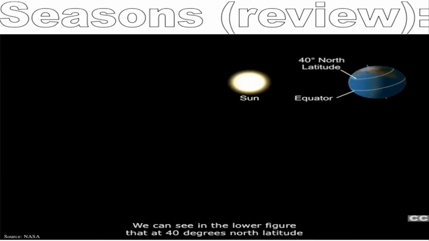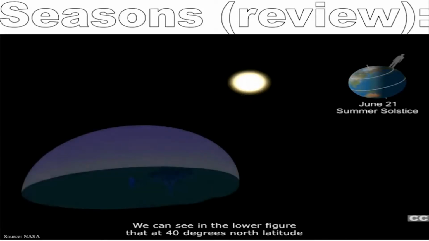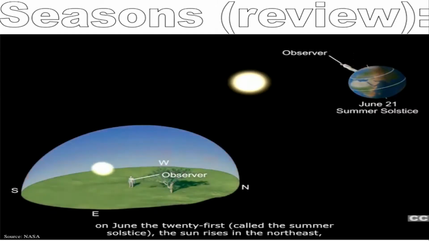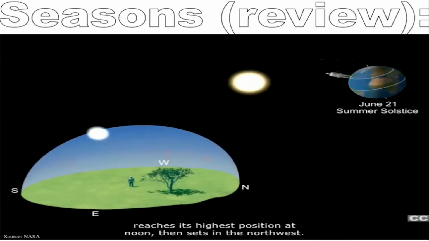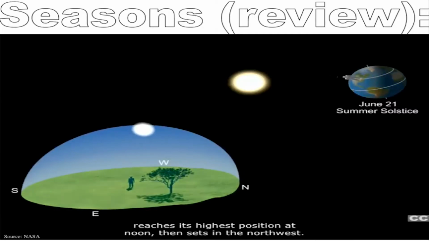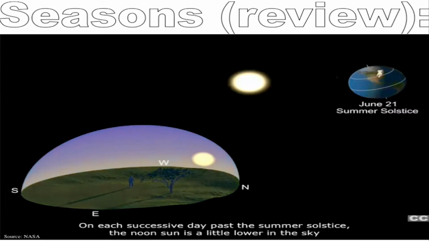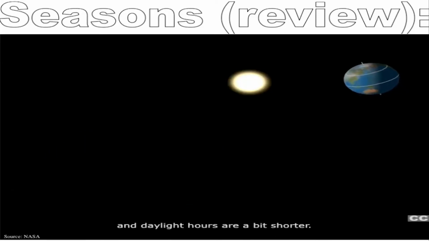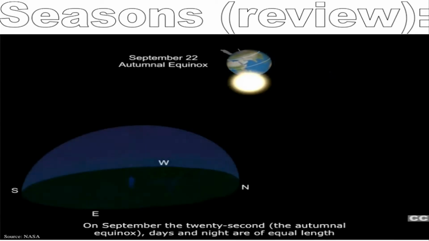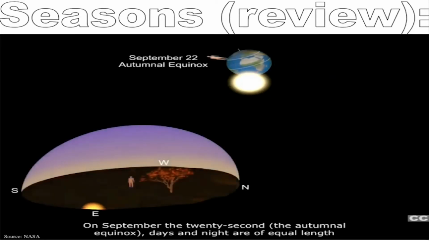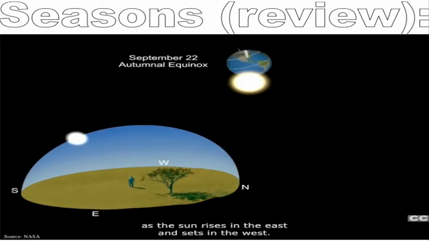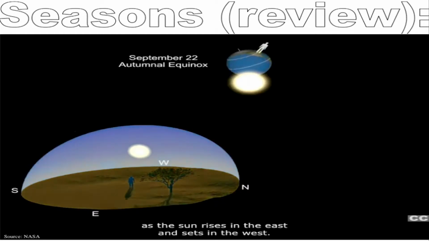We can see in the lower figure that at 40 degrees north latitude on June the 21st, called the summer solstice, the sun rises in the northeast, reaches its highest position at noon, then sets in the northwest. On each successive day past the summer solstice, the noon sun is a little lower in the sky and daylight hours are a bit shorter. On September the 22nd, the autumnal equinox, days and nights are of equal length as the sun rises in the east and sets in the west.